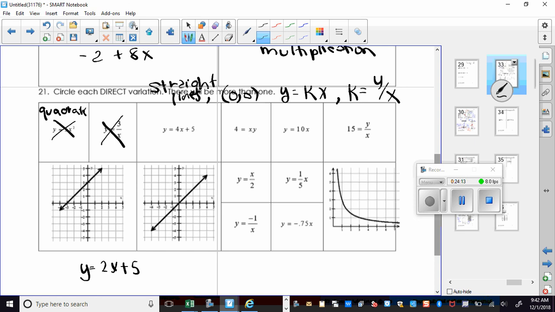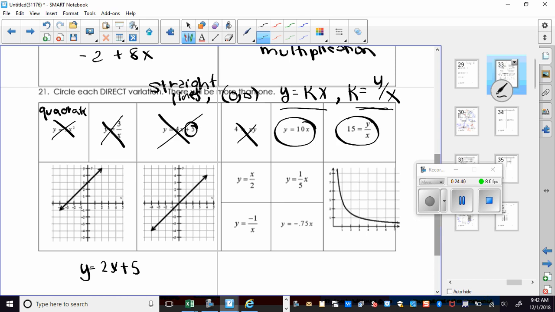We have y equals 4x plus 5. Because of the b term, this is not a direct variation. We have 4 equals x times y. I don't see that with either one of these equations, so that's not a direct variation. And then we have y equals 10 times x. This is a number times x. That works. And then I have 15 equals y divided by x. It looks very much like this one, so that works.